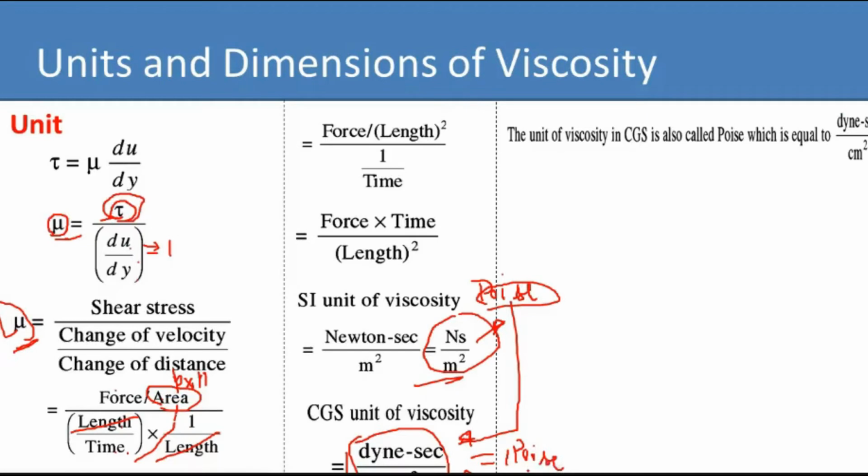Now, what will be the conversion for Newton second per meter square? So remember, 1 Newton second per meter square equals 10 poise, or 1 poise is equal to 1 by 10 Newton second per meter square. So 1 poise is 1 dyne second per centimeter square, or 1 poise equals 1 by 10 Newton second per meter square.